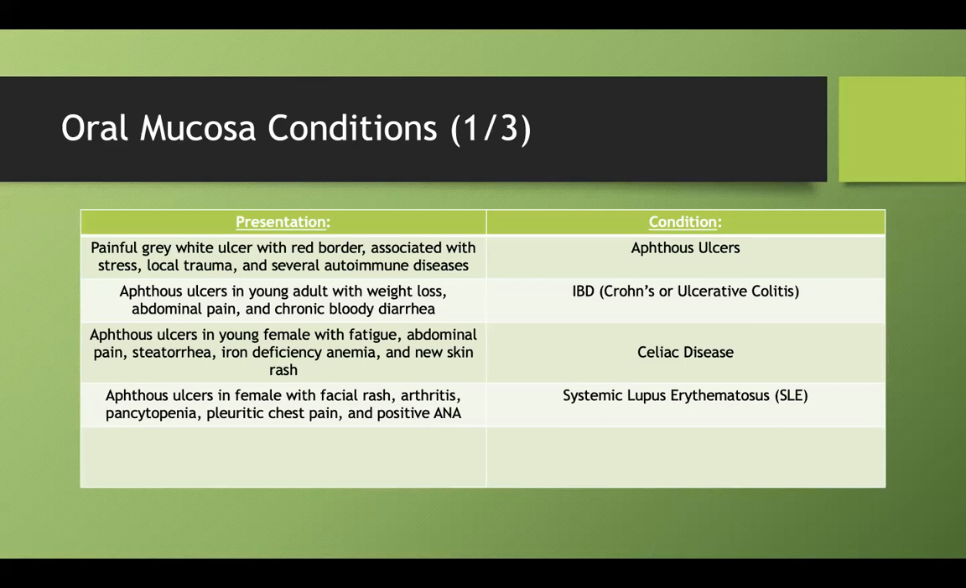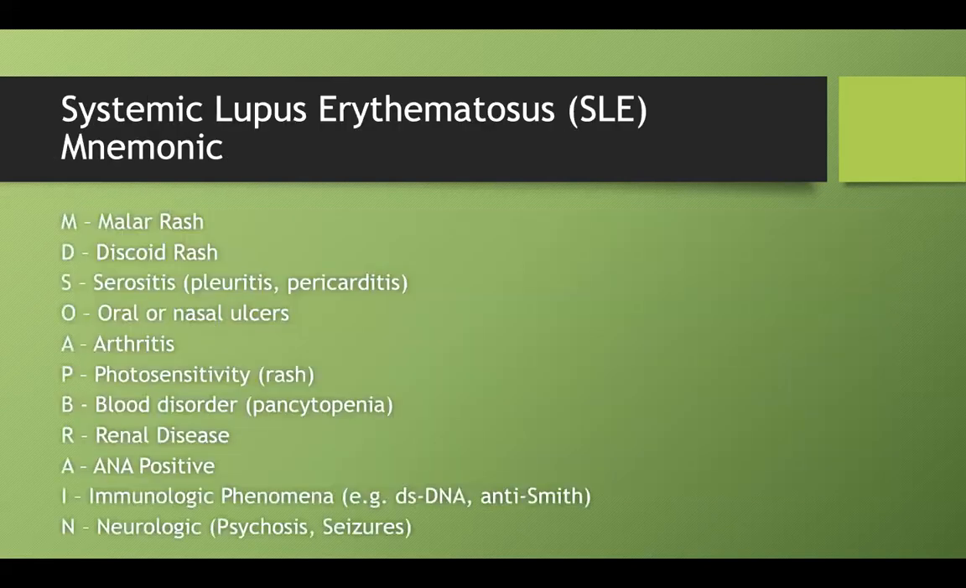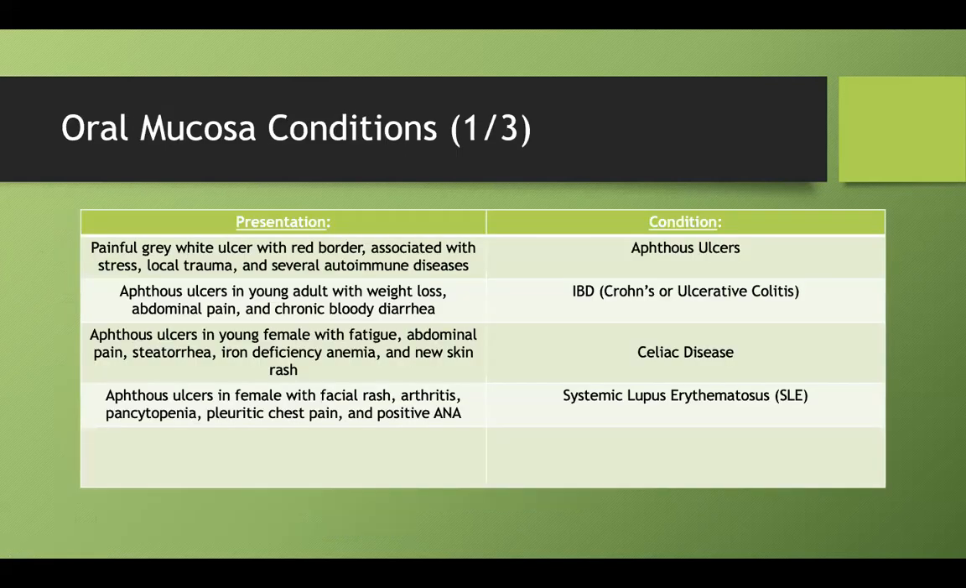Lupus can present in a ton of different ways. I'm not going to go into lupus in a GI unit, but here's just a mnemonic that I always use to remember all the symptoms of lupus. And I want to point out that there you go, oral or nasal ulcers are a part of lupus. So don't forget about that. If they give you oral ulcers, I don't want you to just think GI, GI, GI. It could be quite a few other things.